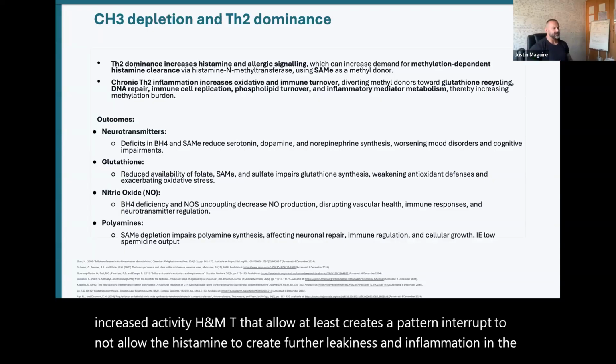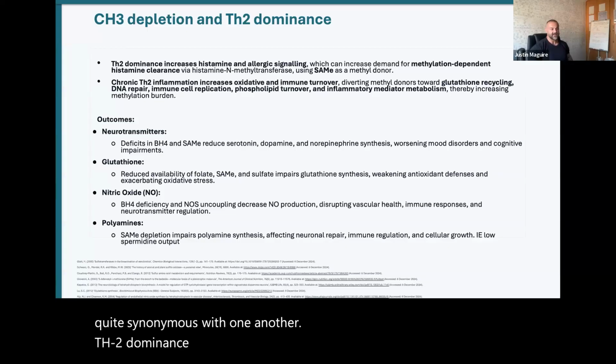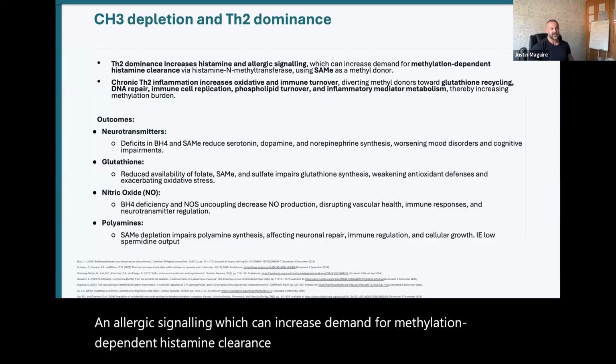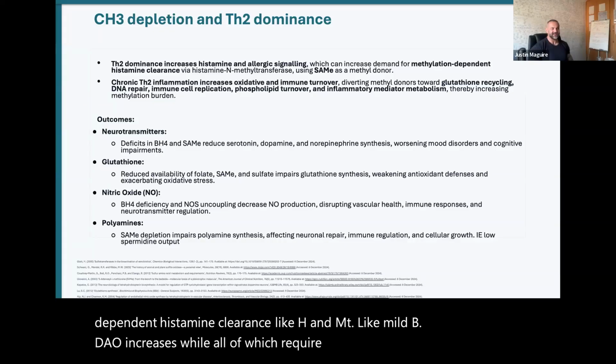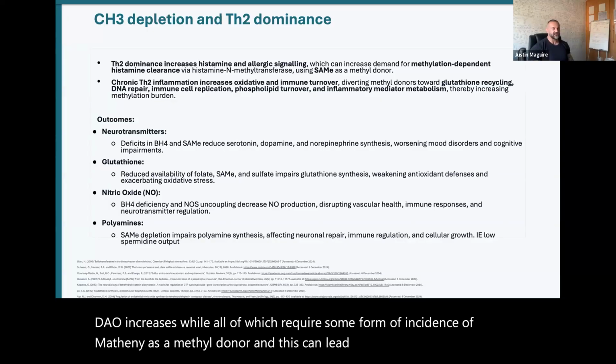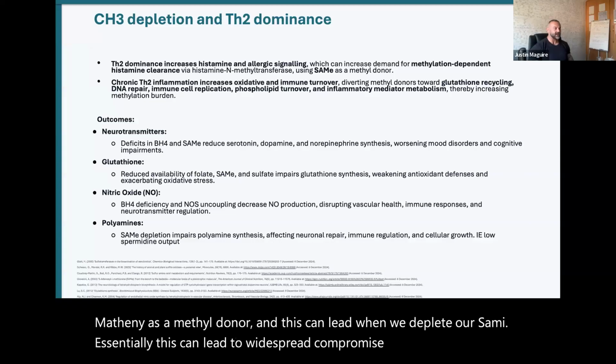However, methyl depletion and Th2 dominance are quite synonymous with one another. Th2 dominance increases histamine and allergic signaling, which can increase demand for methylation-dependent histamine clearance, like HNMT, like MAO-B, and DAO increase as well, all of which require some form of S-adenosylmethionine as a methyl donor. And when we deplete our SAMe, this can lead to widespread compromise in the folate cycle.